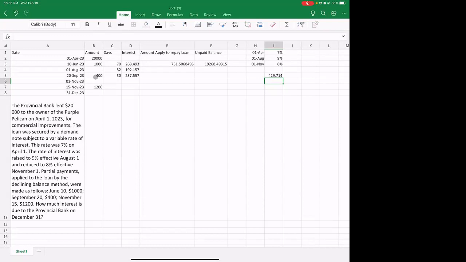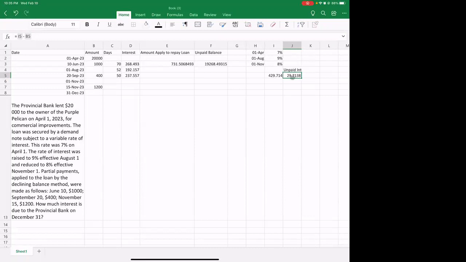Unpaid interest is $29. That is the unpaid interest. So use this number minus the payment. This is the unpaid interest. Unpaid interest is this number. Okay.